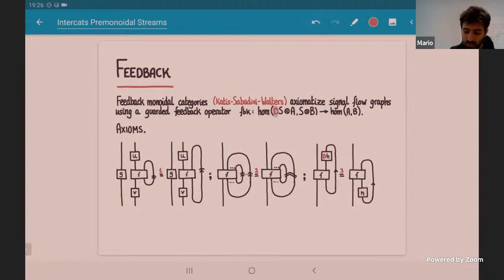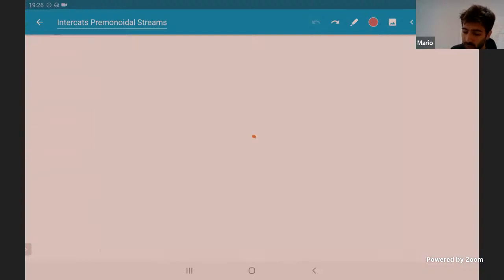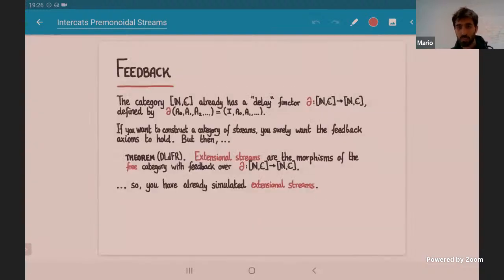So here I can choose this to be any functor, any delay functor. It could even be the identity, and then you have some notion of weak trace, where not all the axioms of trace are satisfied. But even in this weak axiomatization of feedback, if you give me some framework that has these actions of feedback, you have already simulated extensional streams. Because the thing we prove is that the extensional streams are the morphisms of the free category with feedback over that delay functor.